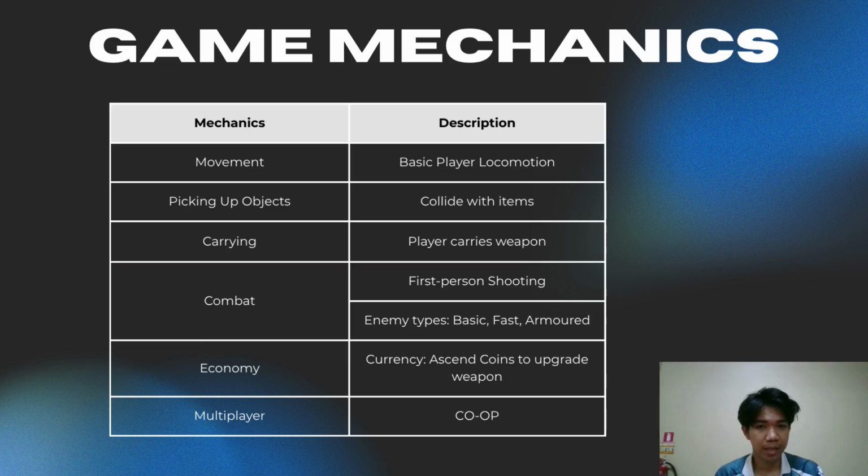Next is combat. It's first-person shooting with three types of enemy. The first one is basic, then we have a fast one, and the last one is an armored enemy, each requiring a different approach. Next is economy, driven by ancient coins, earned from kills and spent at the interwave shop for upgrades.